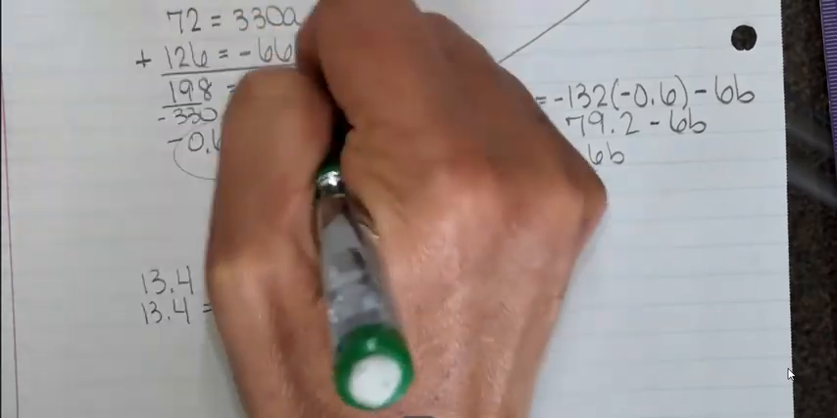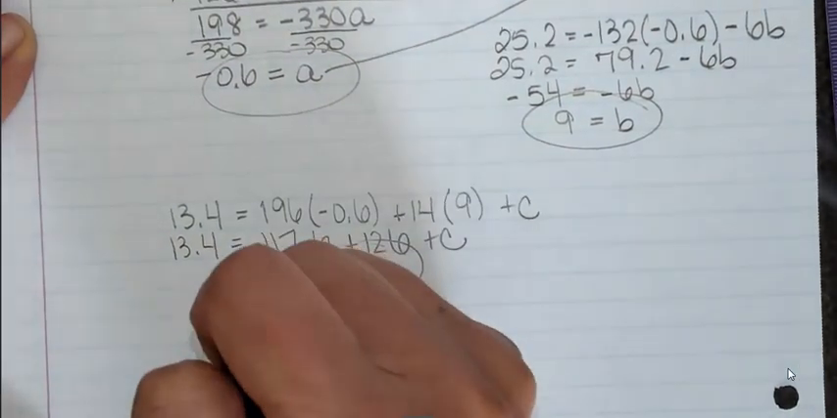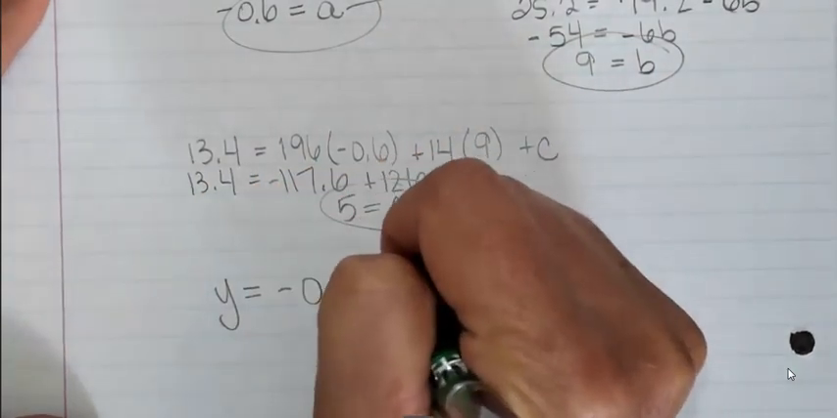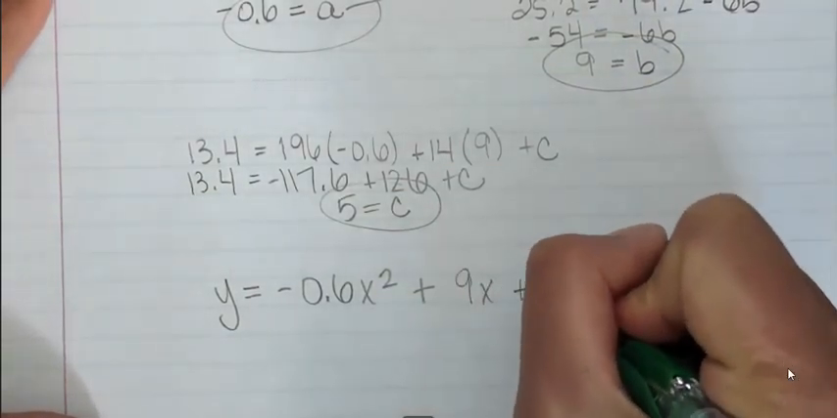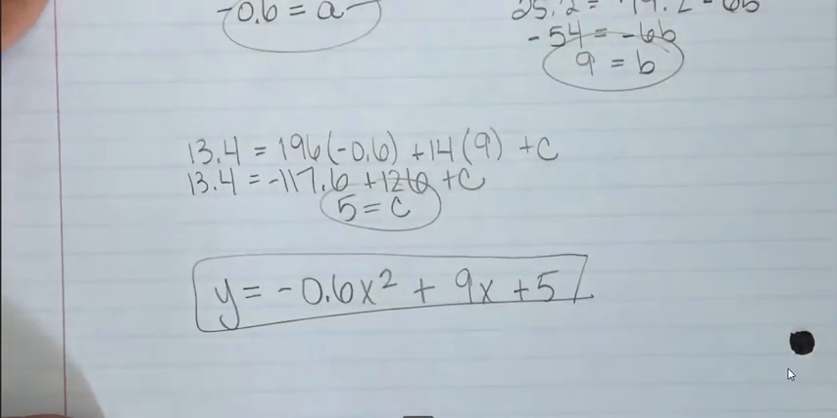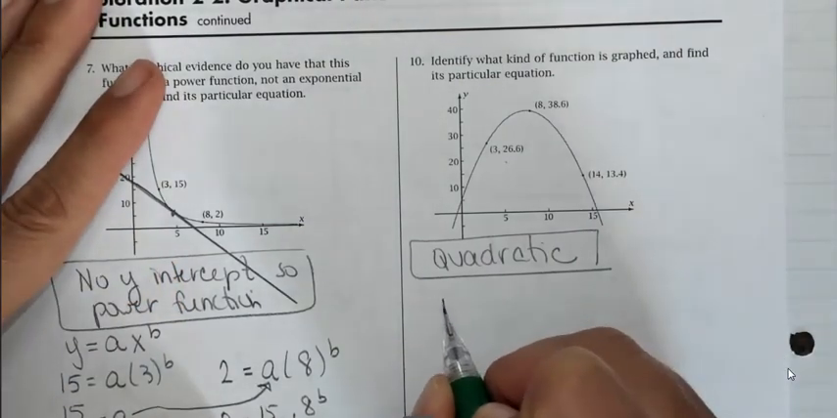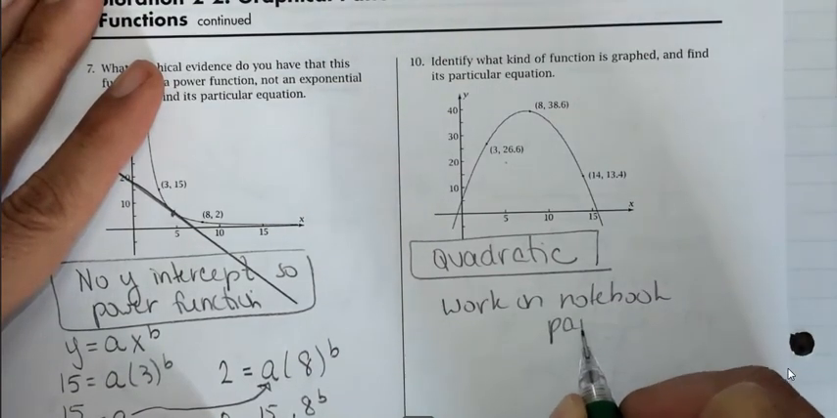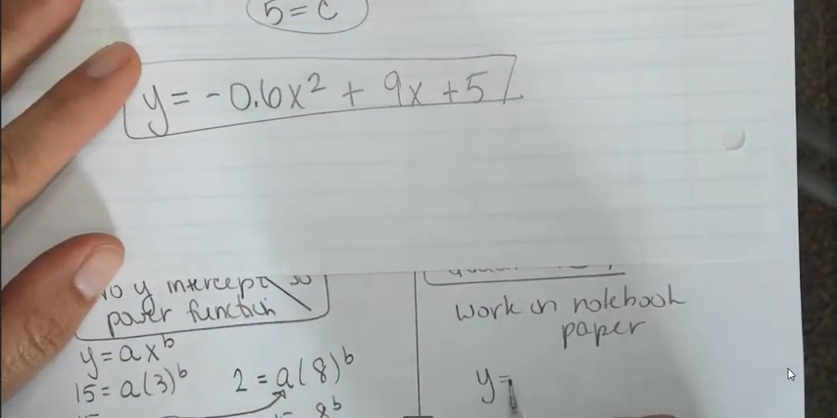So now I've got all three variables that I was missing. And I'm going to now put that into standard form. We get y equals negative 0.6x squared plus 9x plus 5. So where did I put my piece of paper? I'll go ahead and write the final equation over here, but I'll definitely say that work is on other paper. And my final equation.